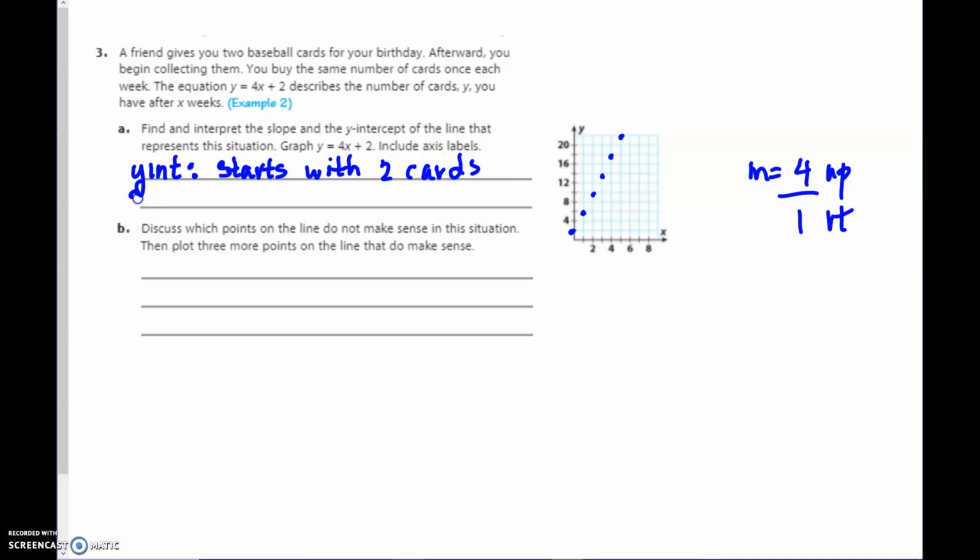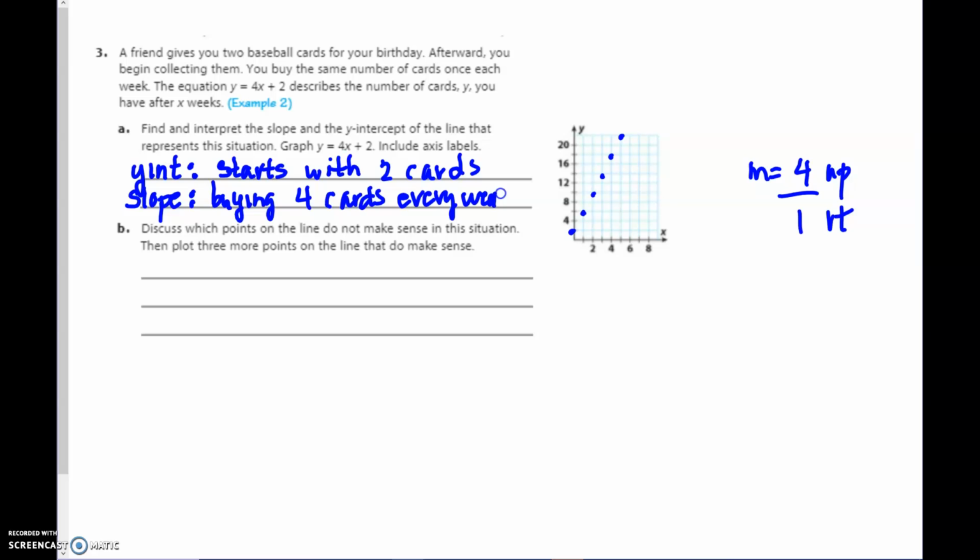Now, what does the slope mean? The slope means that's where the constant change is, and they're telling you that you're buying the same number of cards every week. And in this case, he is buying 4 cards every week.